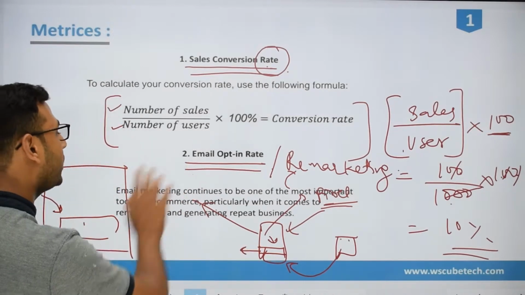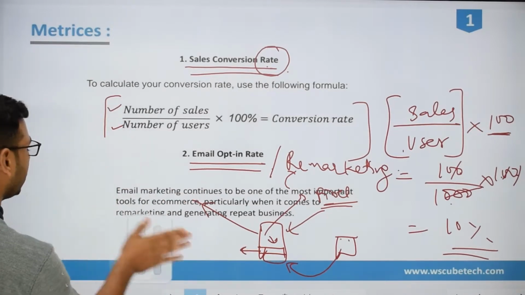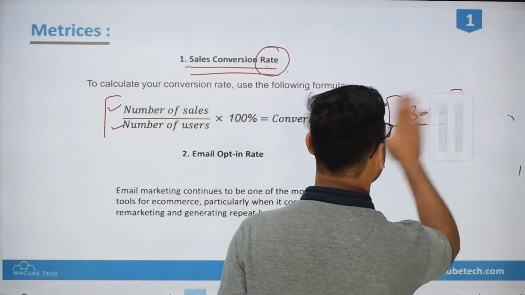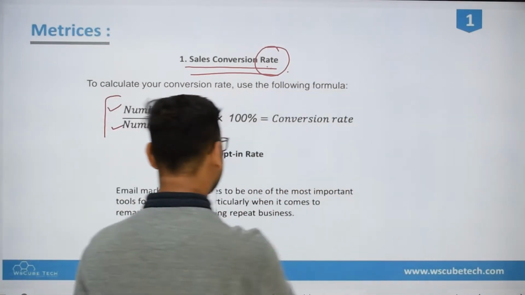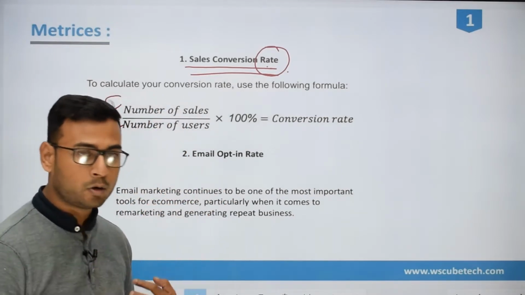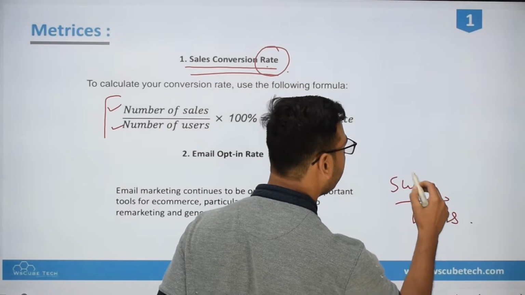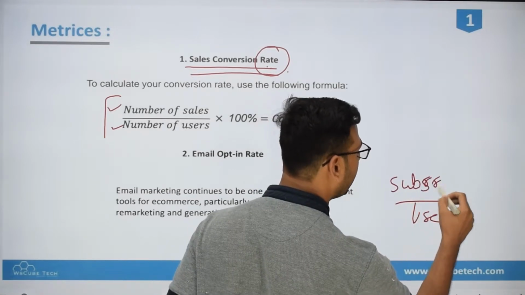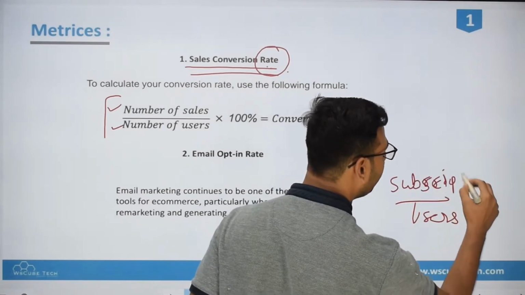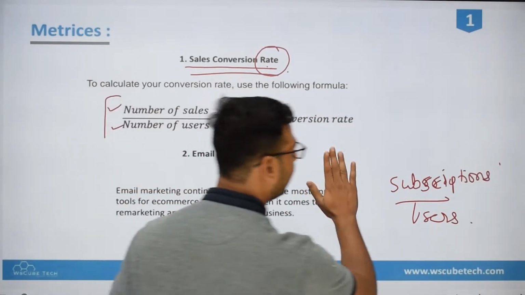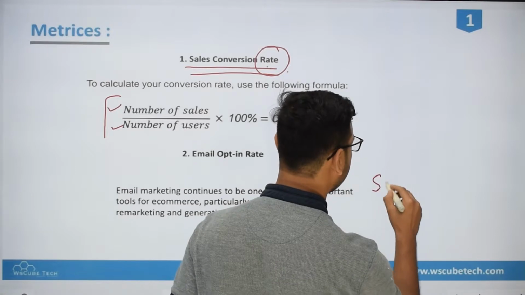That is why I have written that email opt-in rate is also an important metric when we talk about the e-commerce industry. You should be calculating how many users are coming to my website and how many are actually opting for the subscription. I think I have misspelled it. Let me write it again.